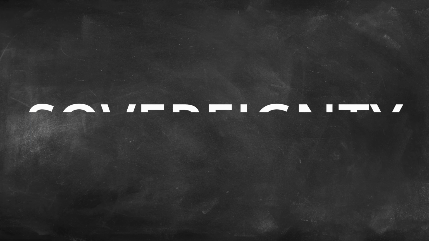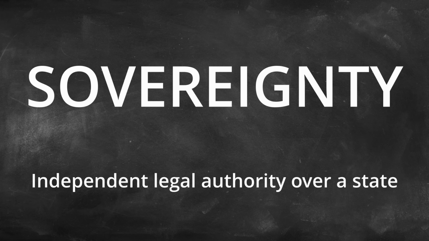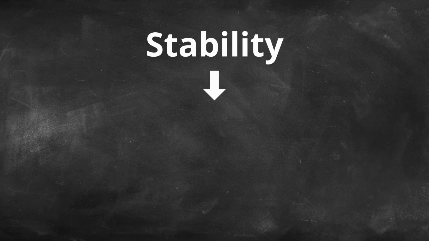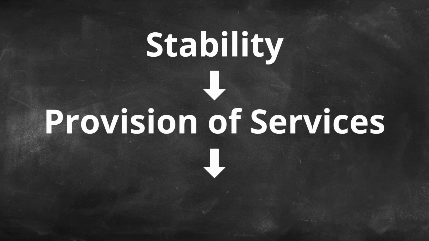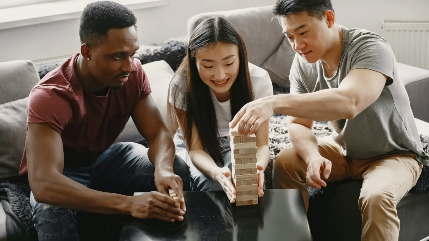Before talking about stability, I need to briefly review the definition of sovereignty. Sovereignty is having an independent legal authority over a state, which is over territory and population. Going back to stability, political stability is extremely crucial for any state because a stable government can sustain a consistent provision of services. This should increase confidence towards the state and thus sustain sovereignty. Let's use Jenga as an example.